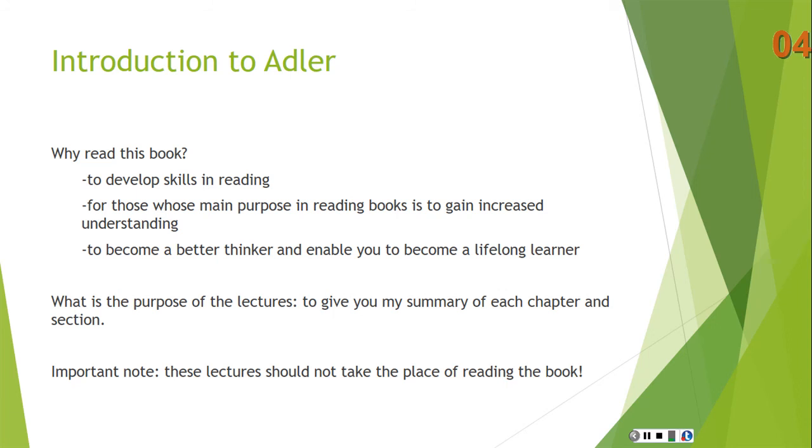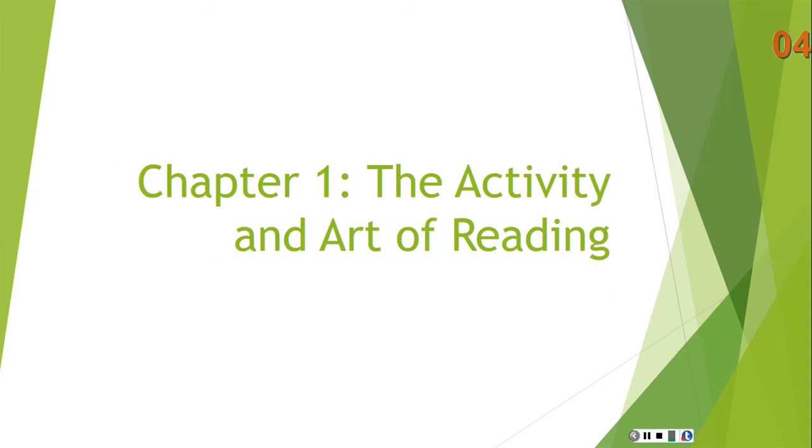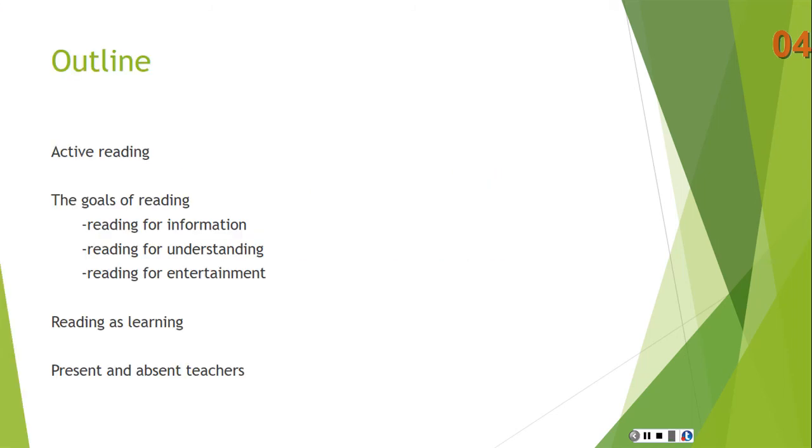You're going to have to do a lot of work for yourself in order to do those homework assignments well. Okay, chapter 1 of How to Read a Book. It's called The Activity and Art of Reading. So here's an outline of the lecture, and the outline is really just based on an outline of the book. It's the various sections in the book. There's active reading, the various goals of reading, reading as learning, and then present and absent teachers.